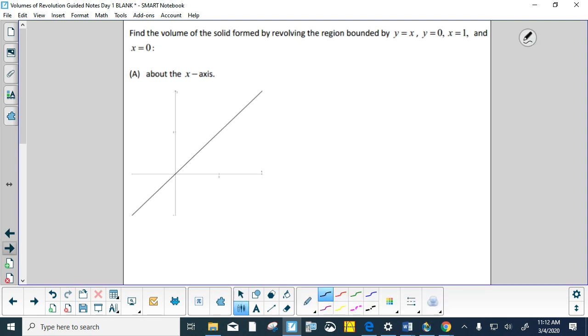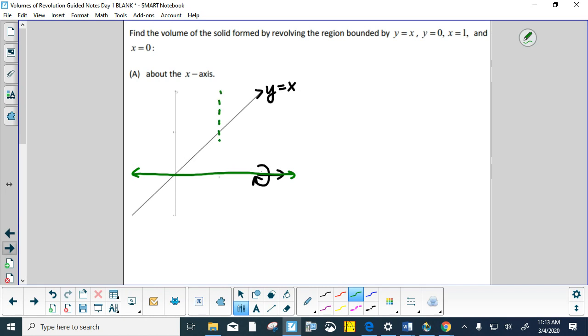So my axis of revolution is going to be the x-axis here. So I show that. This is clearly the line y equals x. And I'm revolving the area bounded by y equals x, y equals 0. What is that in fancy language? y equals 0 is just the x-axis. So this and x equals 1.